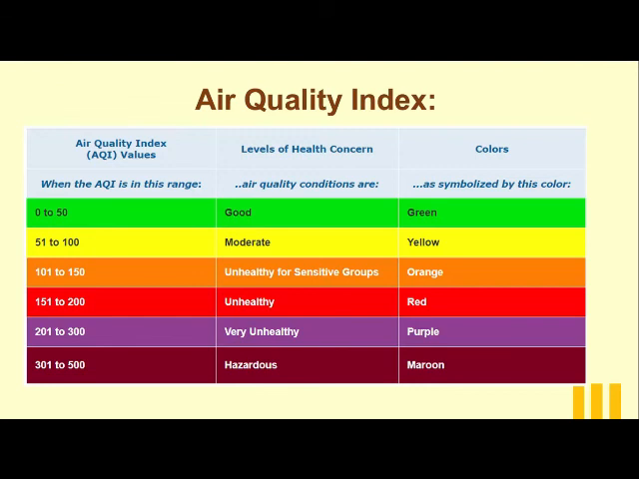So the green and yellow colors are the acceptable limits for air pollutants, while the orange and red colors, which vary from 101 to 200, are unhealthy for sensitive groups and other persons as well. And then the colors purple and maroon range from 200 to 500. These are very unhealthy, hazardous, and dangerous levels for inhalation for normal people.